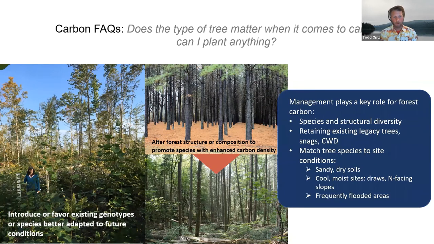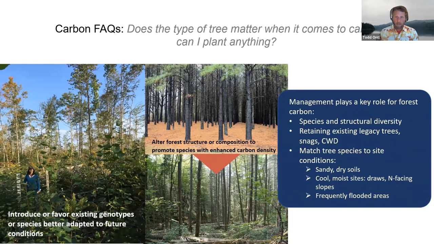often stores more carbon. And so these things that I think are keystone ideas in terms of both adaptation and mitigation: diversity both in structure and species, retaining those existing legacy trees, snags, coarse woody debris. Those things are really important for a whole host of benefits as well as carbon. And then just really emphasizing the idea that we want to be matching tree species to the site conditions. And I'll talk a little bit about this when I go through our case study after we have some time for questions.